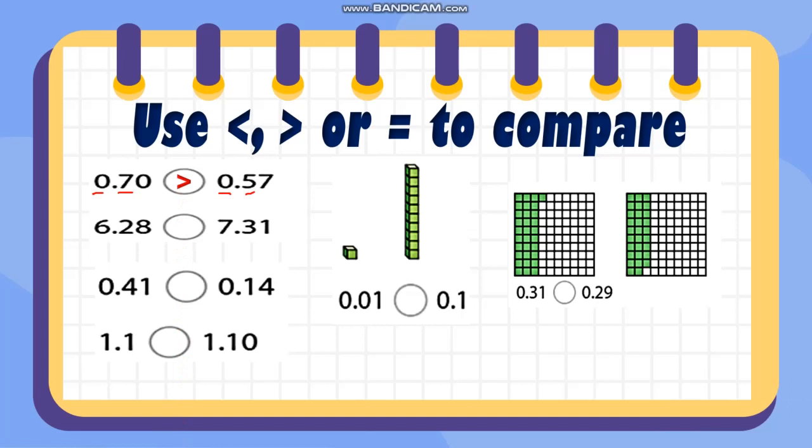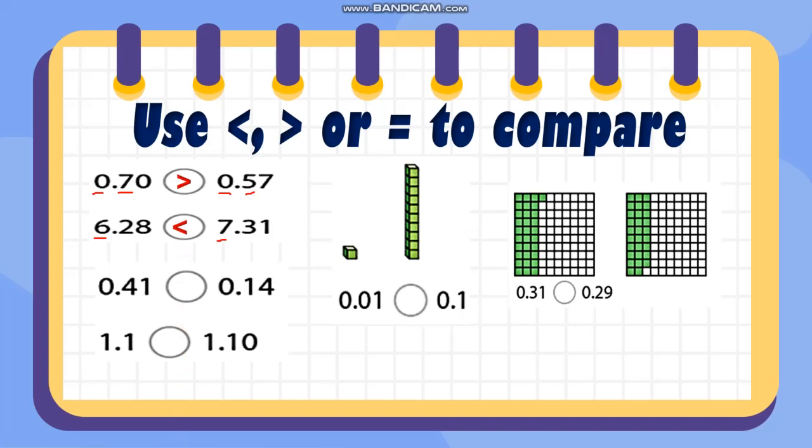The same thing with 6.28 and 7.31. Starting from the left, I'm using the third way. 6 and 7 are not the same, and 7 is greater, so 6 is less. So 6.28 is less than 7.31.